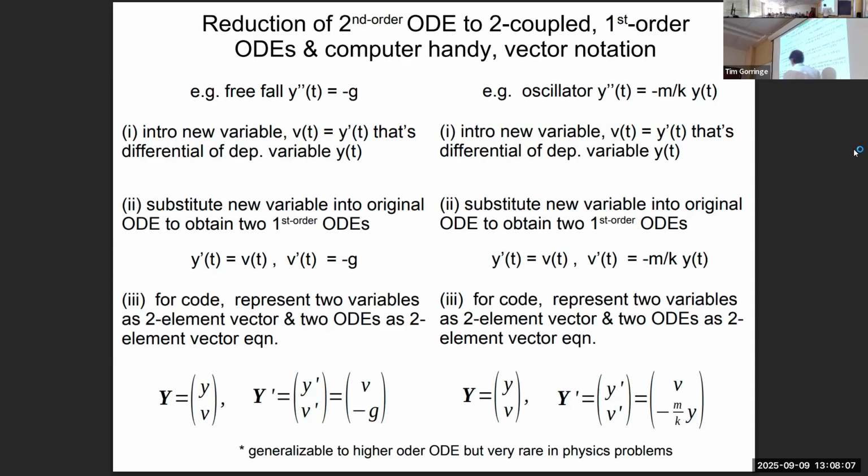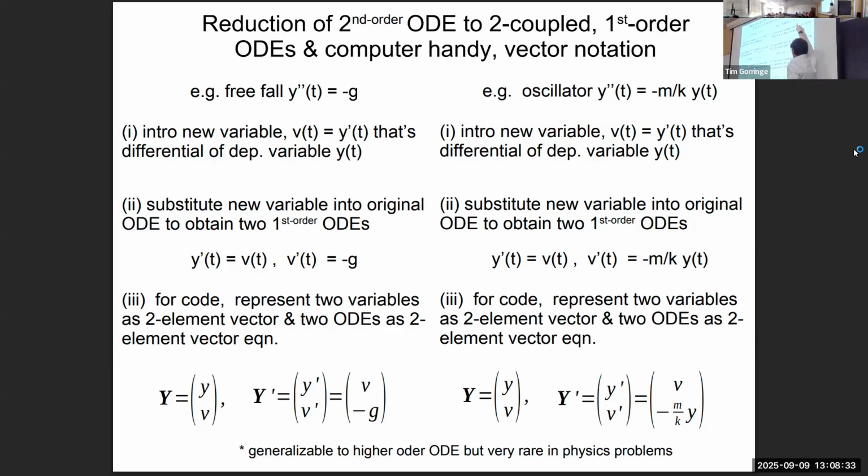These are on the left and the right here, just two different examples of doing that. On the left hand side, this is the free fall case, but now I'm thinking of a second order differential equation where I'm going to solve for the position y of the falling body. And here's another case of a second order differential equation. This is a second order differential equation for, say, a mass on a spring oscillating to and fro.